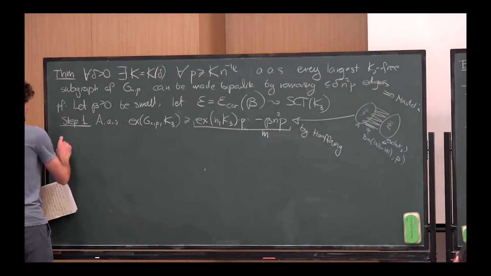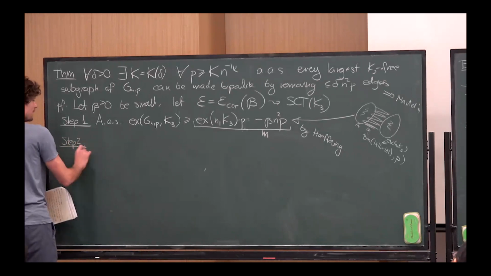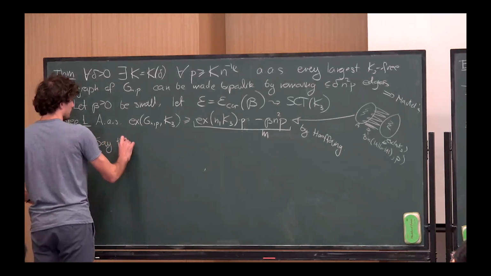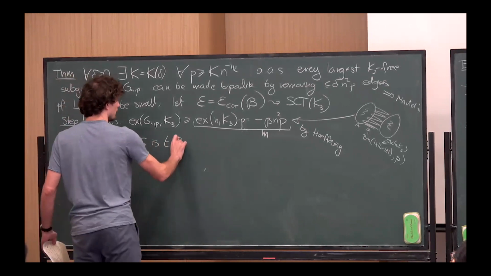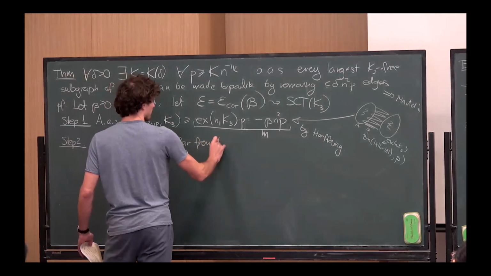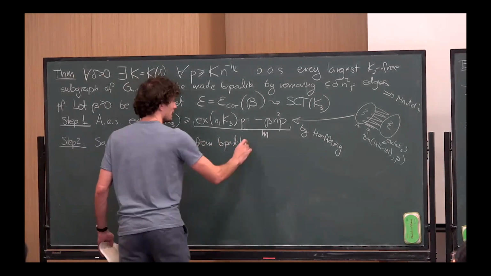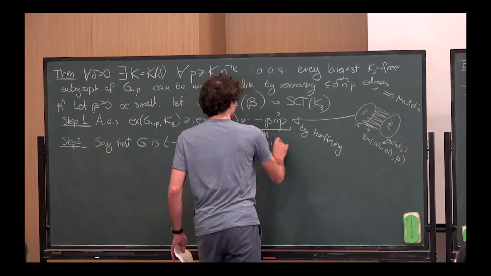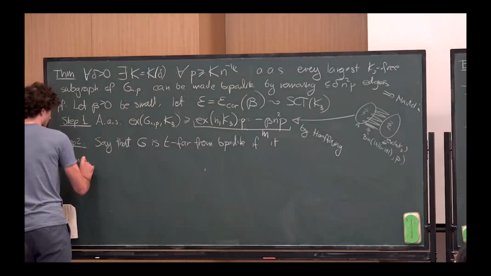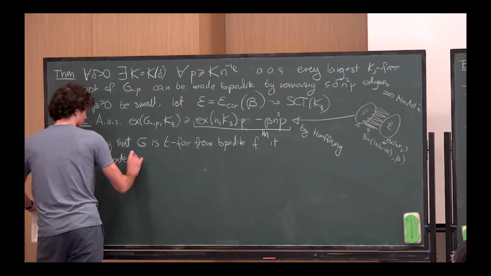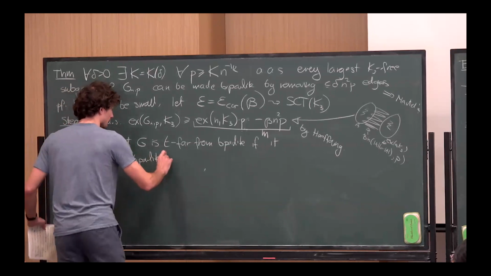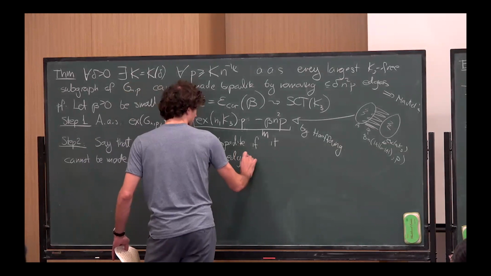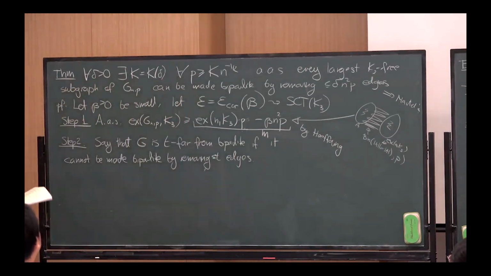And the main step is step 2. Let me say that G is t far from bipartite if it cannot be made bipartite by removing t edges, that is, removing at most t edges of the graph would not make it bipartite.